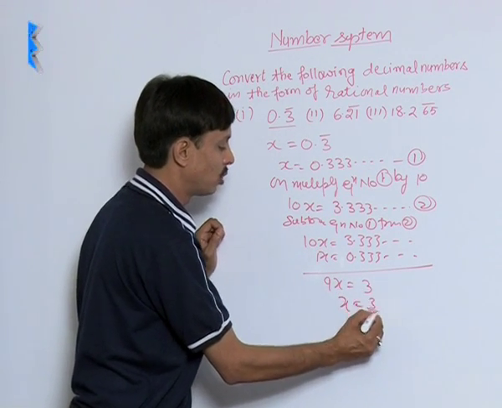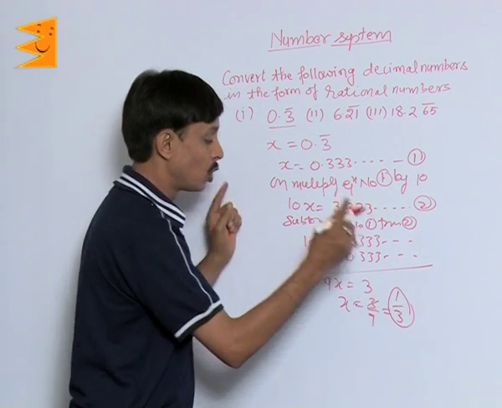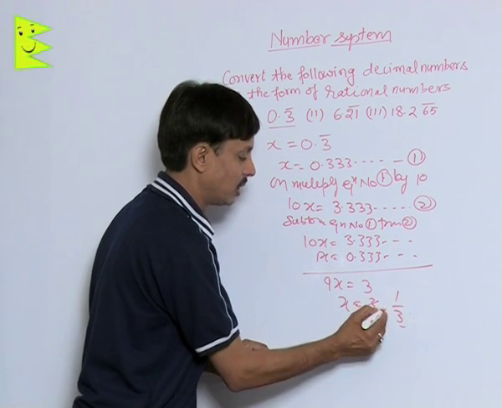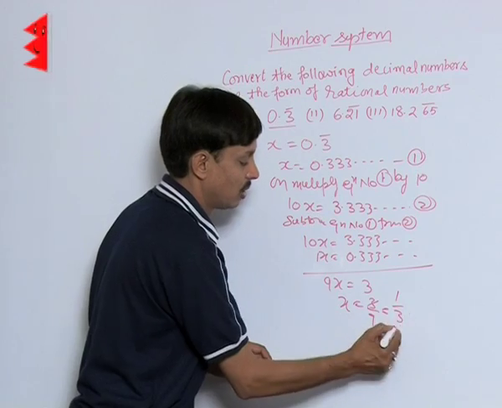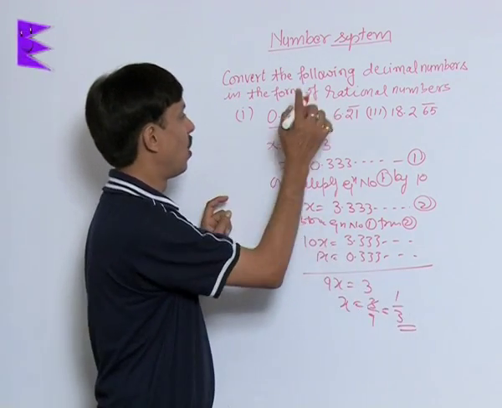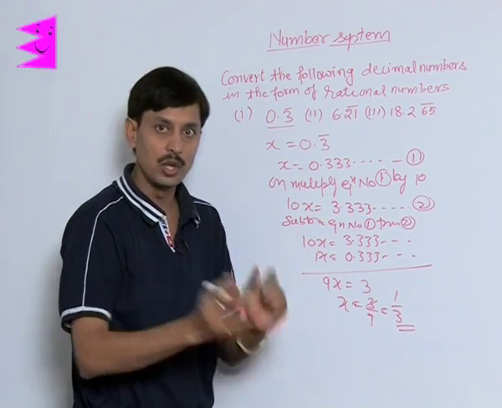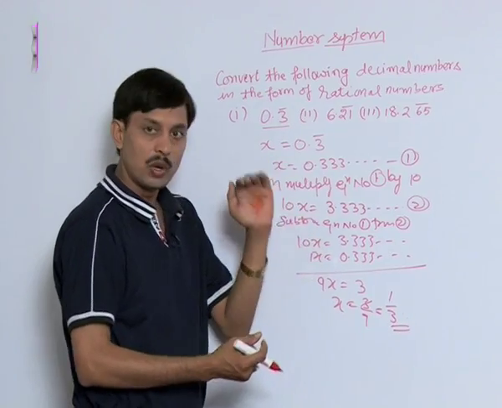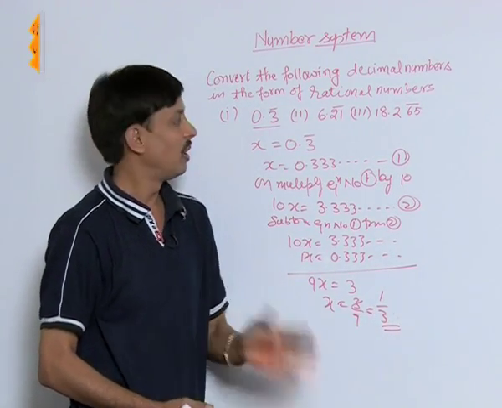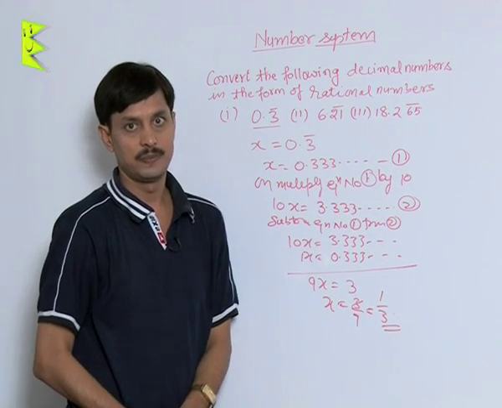So x is equal to 3 upon 9. This becomes 1 upon 3. So you can say 1 upon 3 is the rational form of 0.3 bar, or 0.333. So this is the way to convert a decimal number into rational form. I will tell you two more examples with this.